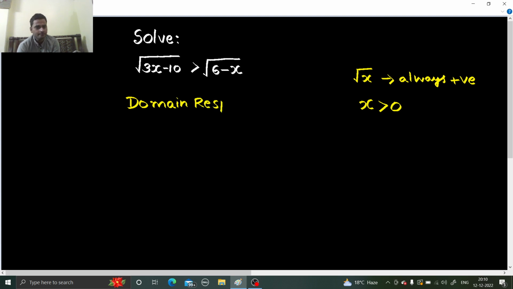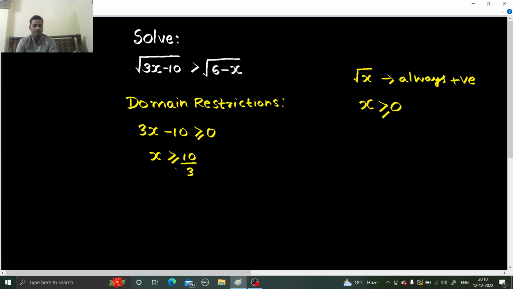So domain restrictions will say that put 3x minus 10 greater than or equal to 0. Equal to 0 will also be fine, because the square root of 0 is 0, but the value should be either 0 or greater than or equal to 0. Now from here we are getting x greater than or equal to 10 by 3.